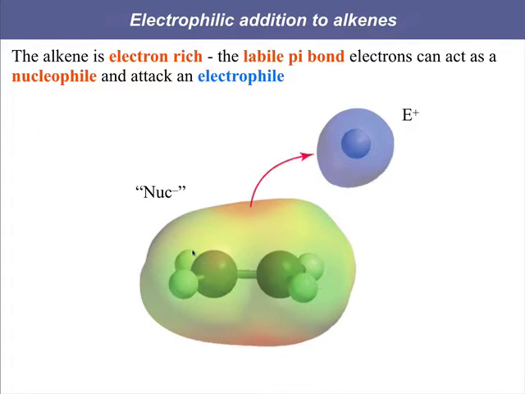Here's our sp2 hybridized carbons, our planar alkene, where we have pi density above the plane of the molecule and below the plane of the molecule. This is going to act as our nucleophile in our reaction. If we have some electrophile, some highly electron deficient species, the nucleophile will attack the electrophile by donating its pi electrons to it.